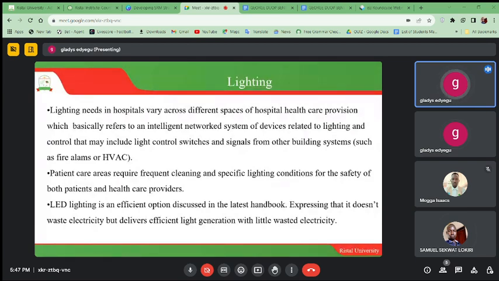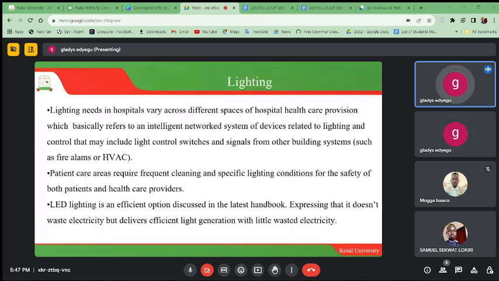So lighting, we need to also look at different conditions in different rooms, in different working spaces, because in some spaces we may not need a very bright light depending on the condition of the patient. In other places we need bright light. So it varies on whatever service that we are going to offer.